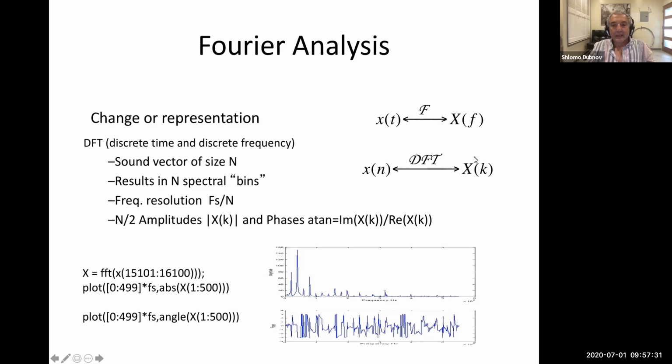Both in the analog and in the digital domain, you can think about this as a change of representation. I think once you think about this as a matrix operation, it's really very evident that this is just a change of representation. And in the DFT, you have both discrete time and discrete frequency. So while n would be samples in time, k would be specific discrete samples in the frequency domain.